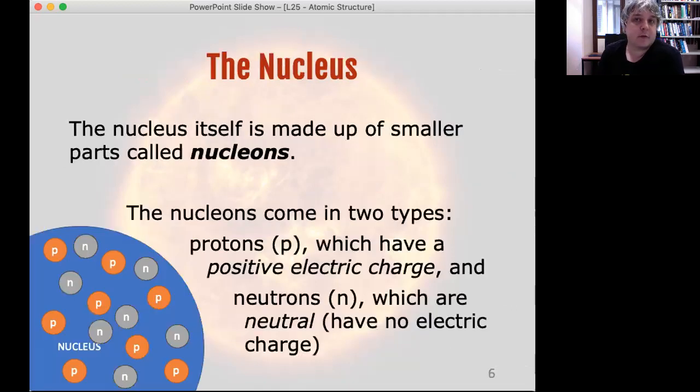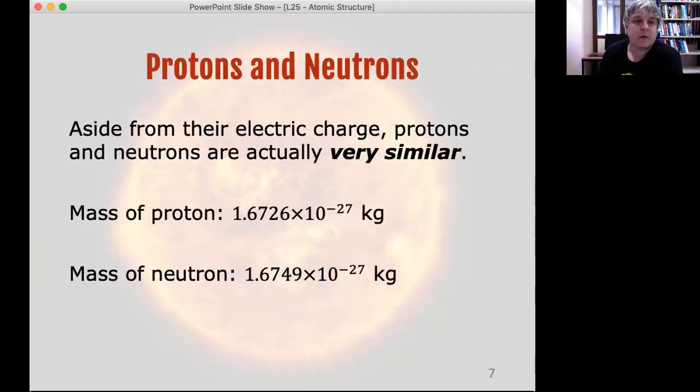The nucleus itself is made up of parts called nucleons. The nucleons come in two different types. We have protons, which have a positive electric charge, and neutrons, which have no electric charge. They are neutral. We are going to look at electric charge in the next section. Aside from their electric charges, so protons being positive, neutrons being neutral, aside from that, protons and neutrons are very, very similar. Their masses are almost the same.